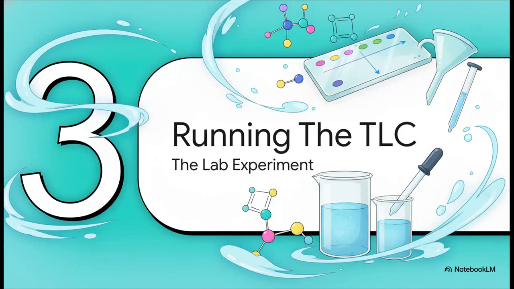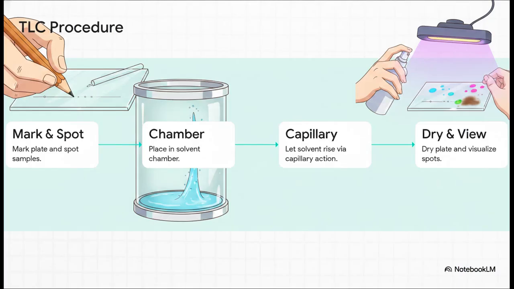Okay, Section 3. Running the TLC experiment. Let's get into the action and walk through the actual steps. Here's the standard protocol. First, we take a pencil, and I mean always a pencil, never, ever a pen, and we draw a faint starting line at the bottom of the plate. Then, we carefully spot our unknown samples right onto it. Next, we place that plate into our saturated solvent chamber. You've got to make sure the liquid level is below your starting line or you'll ruin the whole thing.